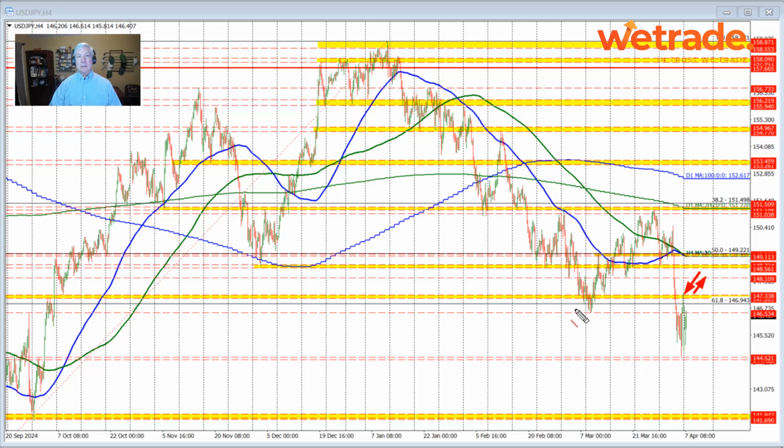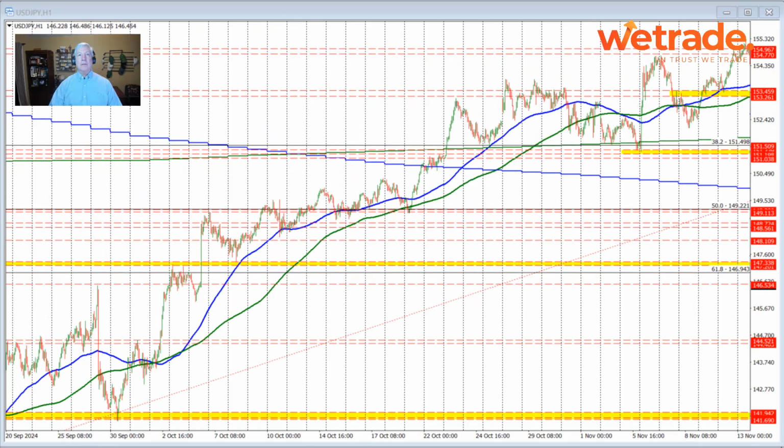Of course, this low right here is also a level of importance, and you can see that in the current 4-hour bar, the price has come up to that level and found willing sellers ahead of that, or near that, I should say. We just moved a little bit above it. 146.53 is where that level comes in play. Let's take a look at the hourly chart to see what's in play off of the hourly chart.